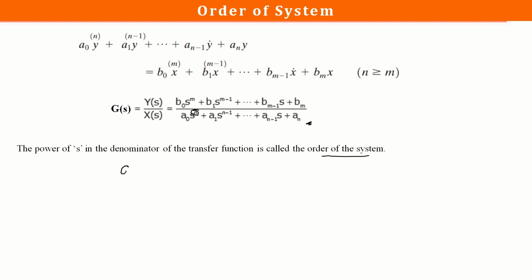Suppose we have a transfer function G(s)H(s), that is an open loop transfer function, and it is given by K(s + 13) divided by s square plus 10s plus 21. From this transfer function, we have to see how much is the power of s in the denominator. We can see here that s has a power of 2. So that means it is a second order system.